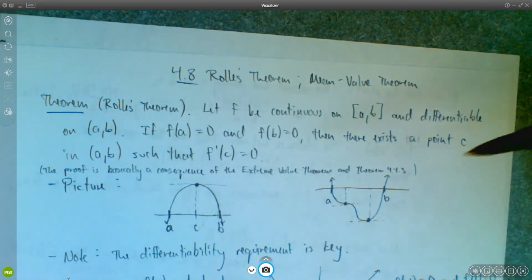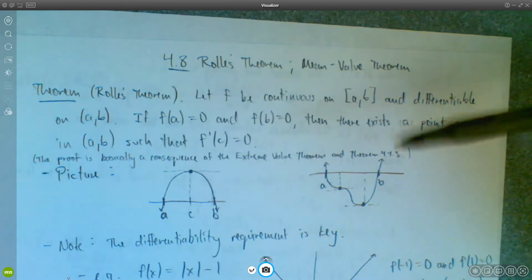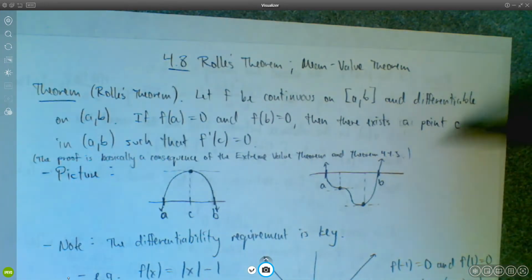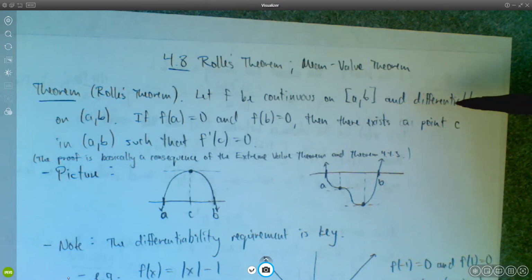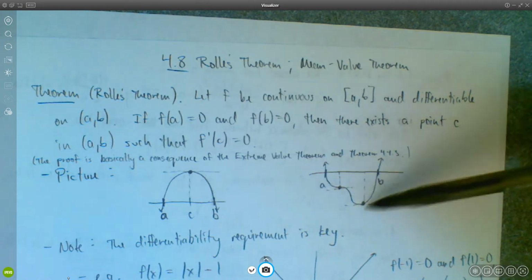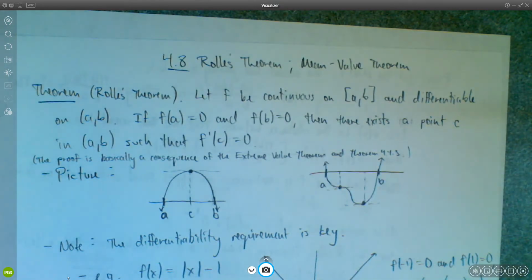The other thing that I'll point out about this theorem is that the theorem says that there exists a point. What that means is that there exists at least one, right? There's at least one point c where this could happen. So here's a picture where you actually have two places where you have horizontal tangent lines in between the two endpoints, right? And you could have infinitely many, in fact. So anyway, that's that.